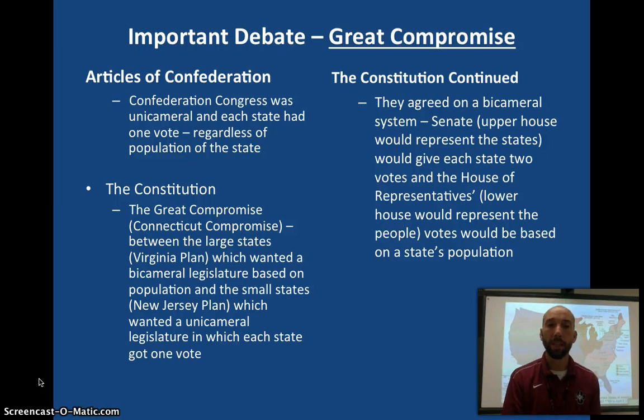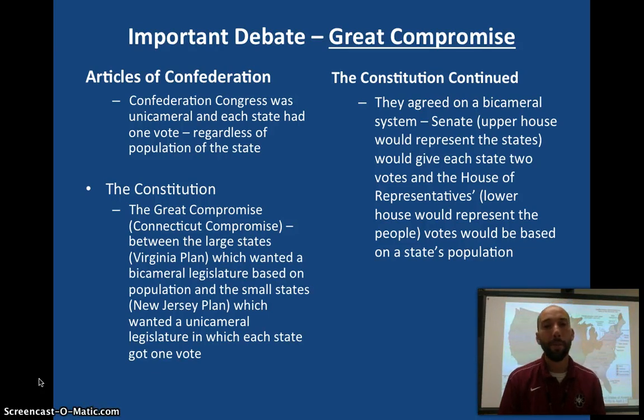So by the Virginia plan, the big states are going to have more power because they have more people. And so Virginia, for instance, would have 30 representatives, while a smaller state like Rhode Island might only have 5. And so the smaller states are worried that states like Virginia and New York would become too powerful.